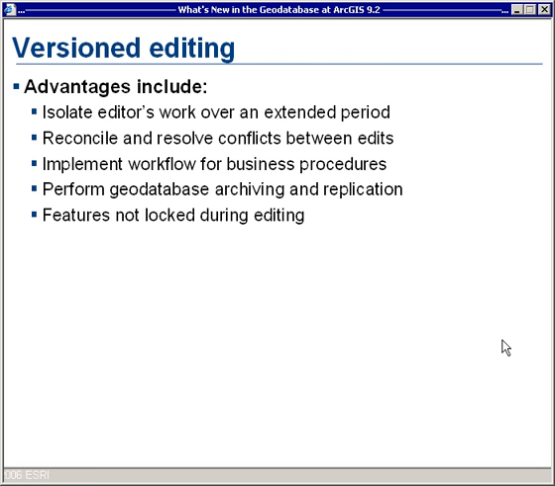There are many advantages to versioned editing, including the ability to isolate an editor's work over an extended period of time. For example, if Craig is working on a subdivision that has not been approved, this version should not be available to the entire organization until such time that it has been approved. Therefore, his edits can be isolated in his version and no other users will be able to see his work.